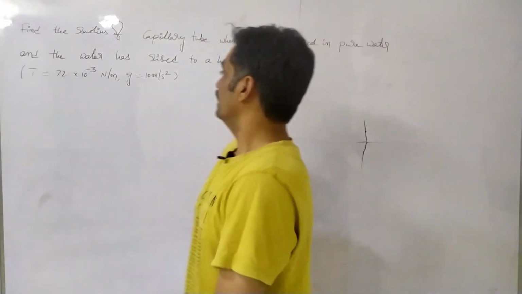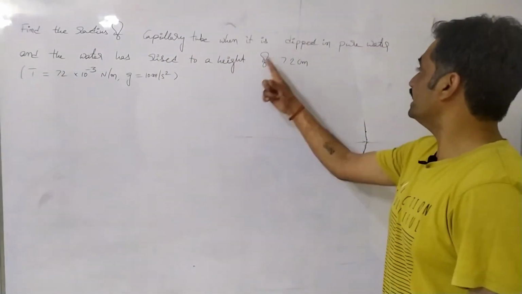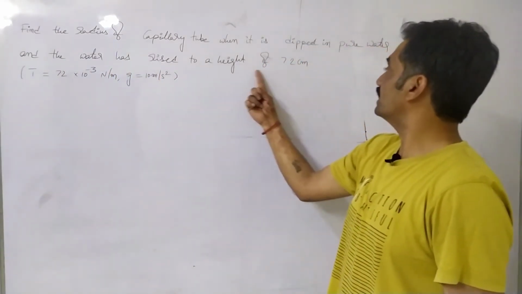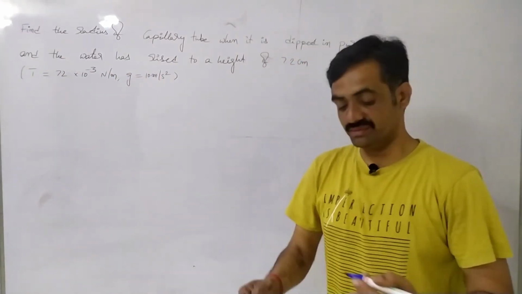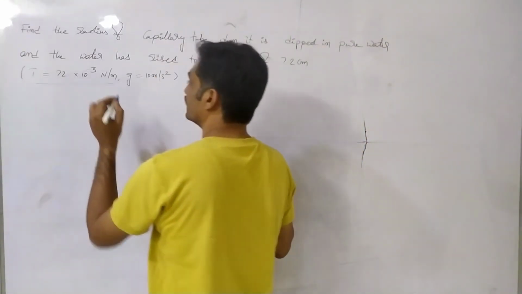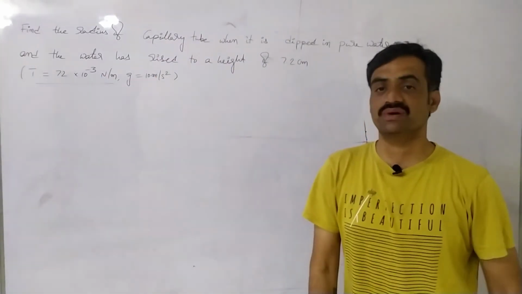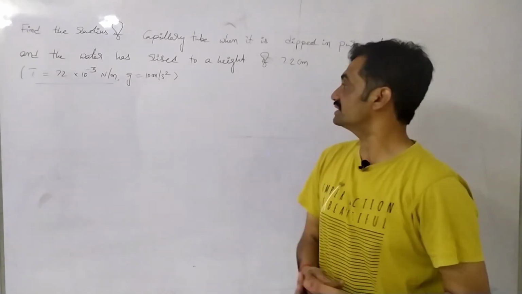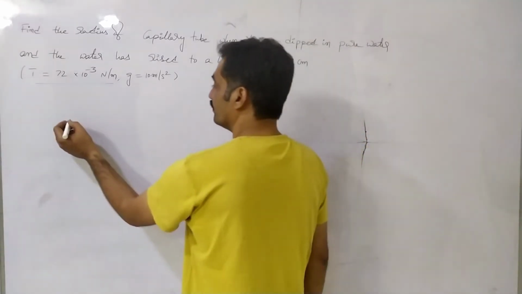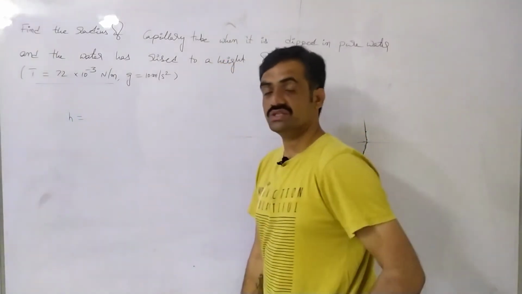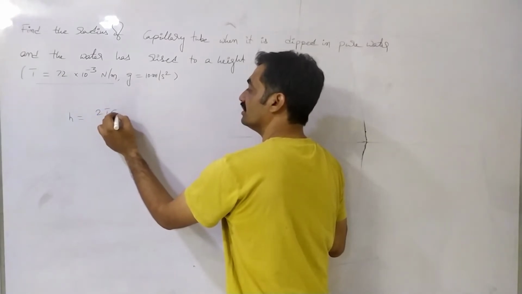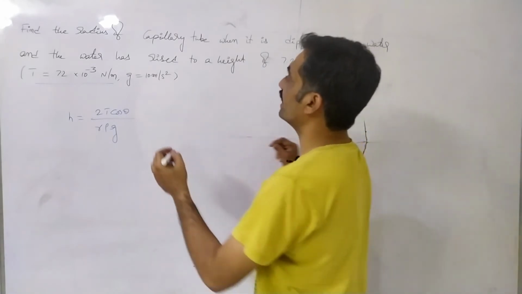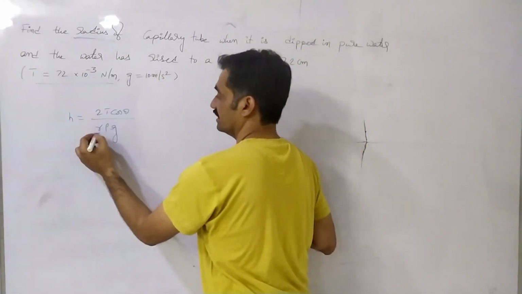Observe the next problem. Find the radius of the capillary tube when it is dipped in pure water and water has risen to a height of 7.2 centimeters. Here observe that the surface tension of water has been given as 72 into 10 to the power of minus 3 Newton per meter, and we know the value of g as 10 meter per second square. So we know the formula for a capillary tube, h is equal to 2T cos theta by r rho g. Here we have to find the radius r.